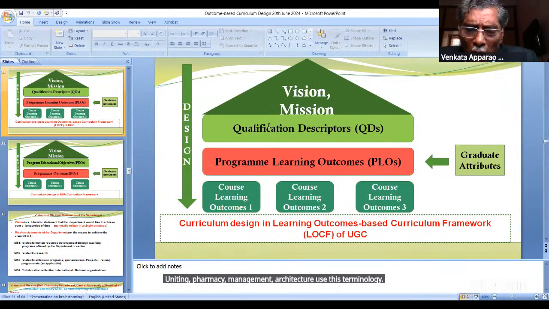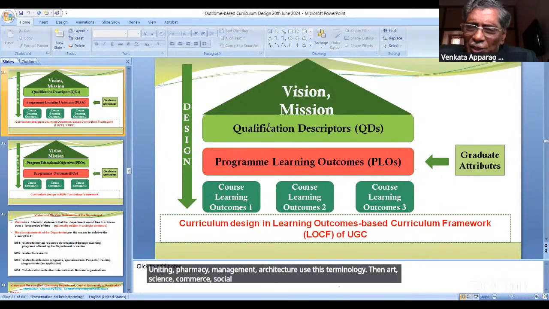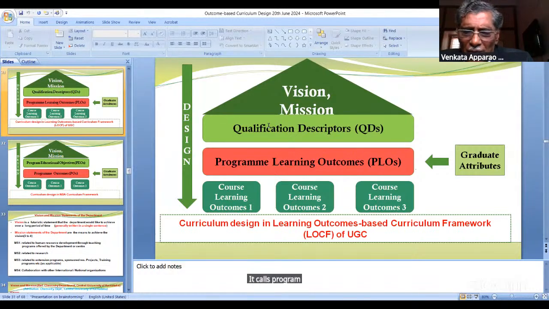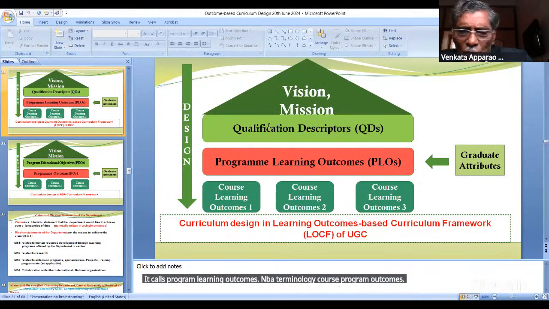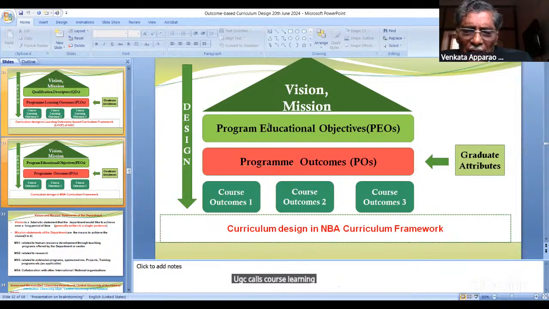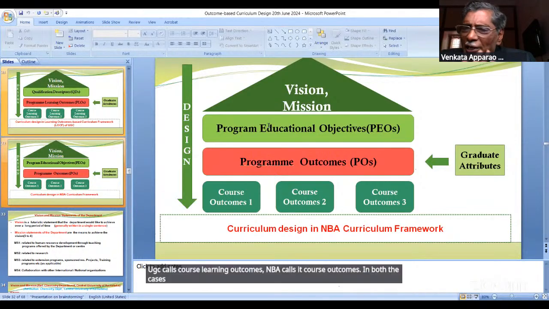Then art, science, commerce, social sciences, you use this terminology. It calls program learning outcomes. NBA terminology calls program outcomes. UGC calls course learning outcomes. NBA calls it course outcomes. In both the cases, graduate attributes, both are same.